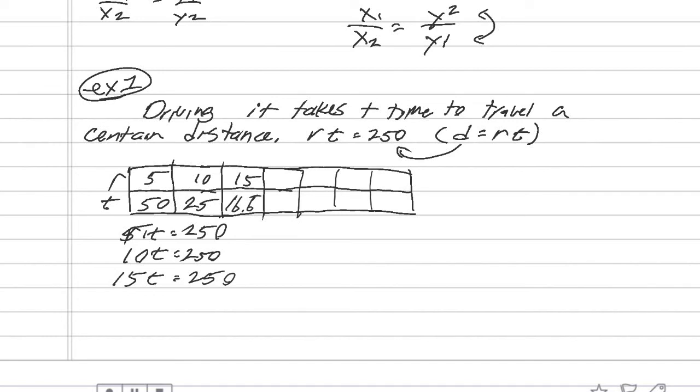So you can fill this in for any value. For traveling at 50 miles per hour, you would simply be plugging in 50t equals 250. The constant of variation is 250, so divide both sides by 50 and you'll get 5 for your time, or your time in hours.